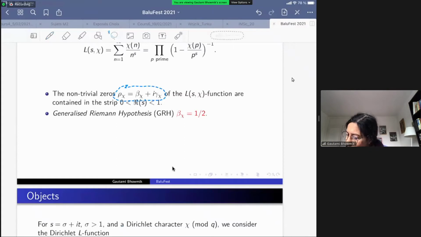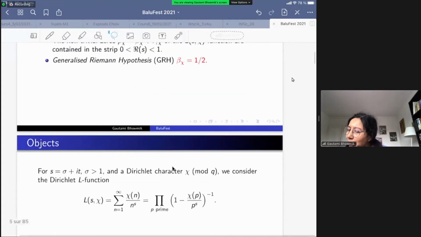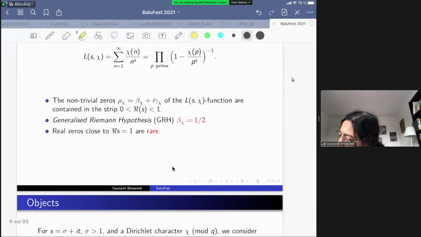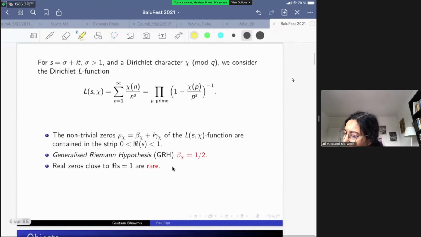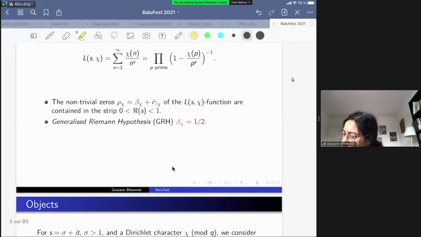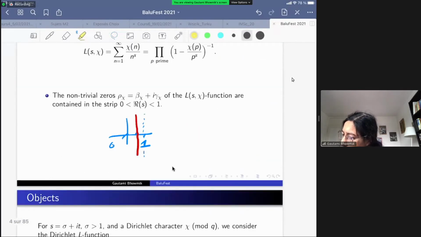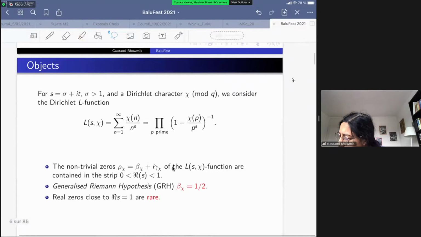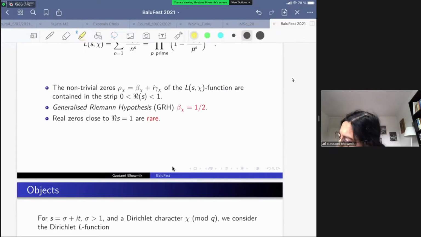So, and then what do we know? We know that the real zeros, which are close to real s equal to 1, this doesn't happen very often. So if you are close to this line here, then this doesn't happen very often. So that's what I say, that these are indeed rare. They are rare, but they're real and they are rare.